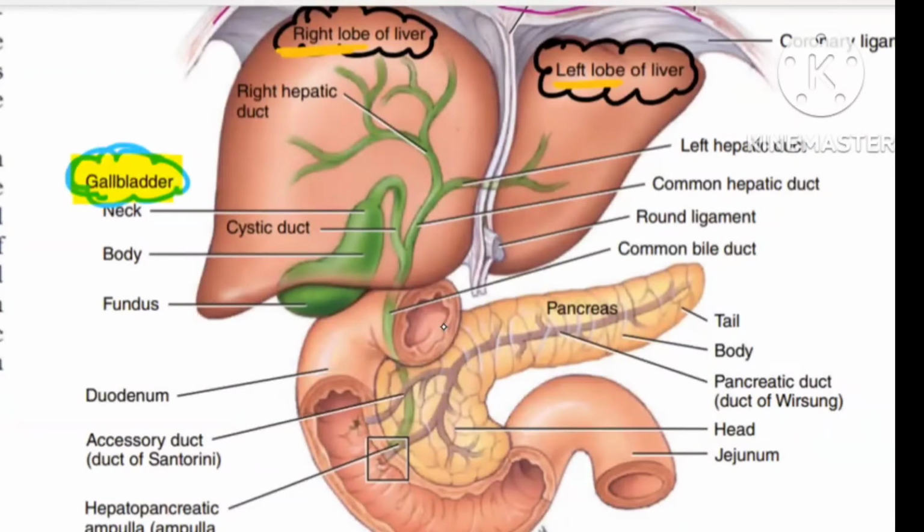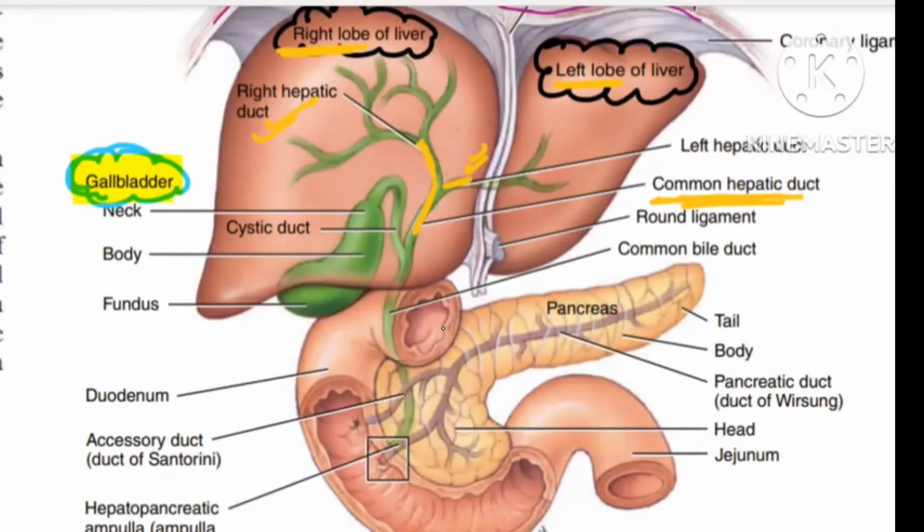And if you see, the ducts coming from the hepatic cells are known as hepatic ducts. You give names to those hepatic ducts: you say right hepatic duct and left hepatic duct. Okay. This is the right hepatic duct. This is the left hepatic duct. And they both join and make the common hepatic duct. Clear beta? Common hepatic duct, and the concentration is done in the gallbladder.